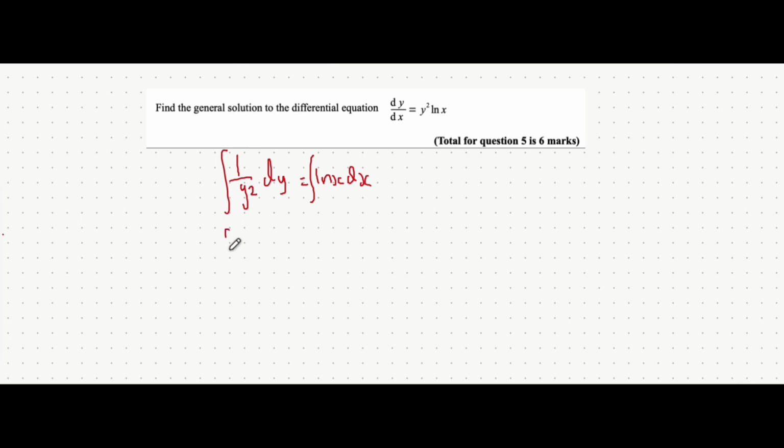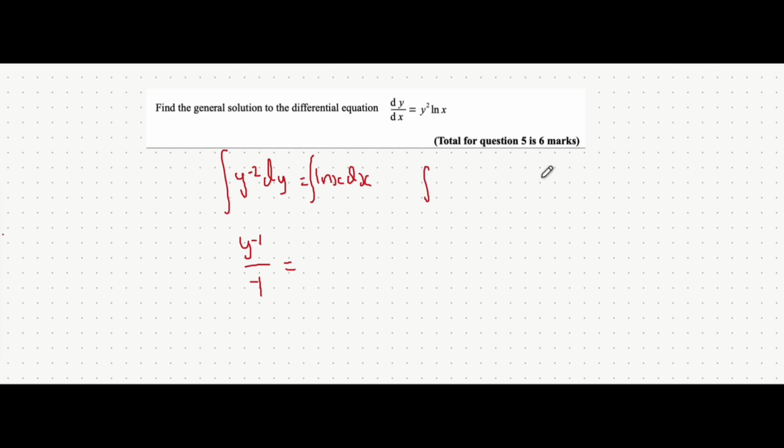Now, the integral of 1 over y squared is the same as integrating, well, it actually helps if you write this out as y to the power of minus 2. Because then we can just apply the rule that you're adding 1 to the power and dividing by that new power. Now, the integral of ln x is where you have to be a bit careful.